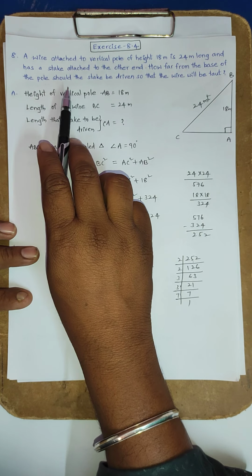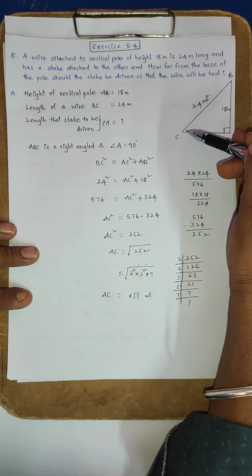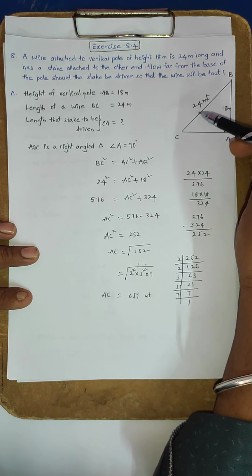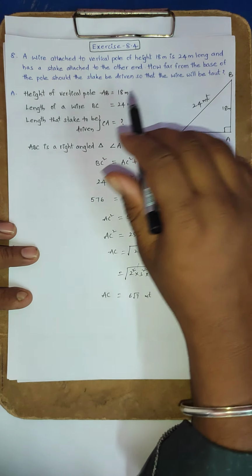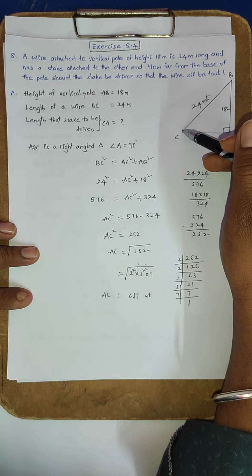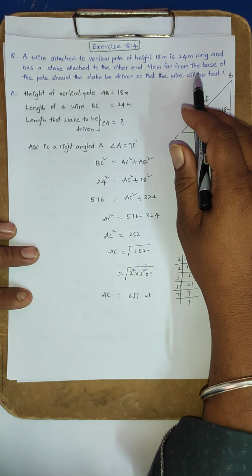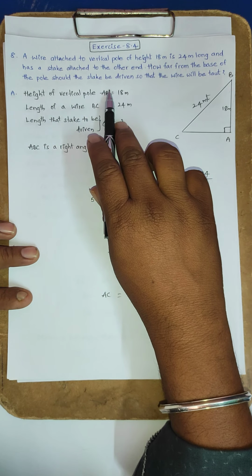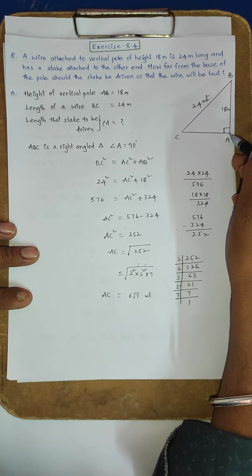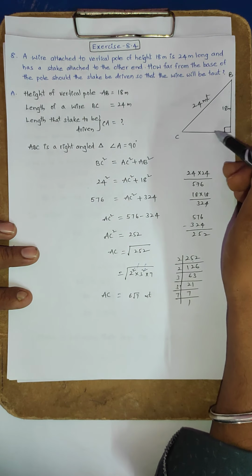Next, eighth one. A wire attached to a vertical pole. This is the vertical pole and BC is a wire. Pole height 18 meter, length of wire 24 meter, and it has a stake attached to the other end, somewhere they attached. How far from the base of the pole should the stake be driven so that the wire will be taut? From this A to C, what is the distance asked of us? Very easy problem.